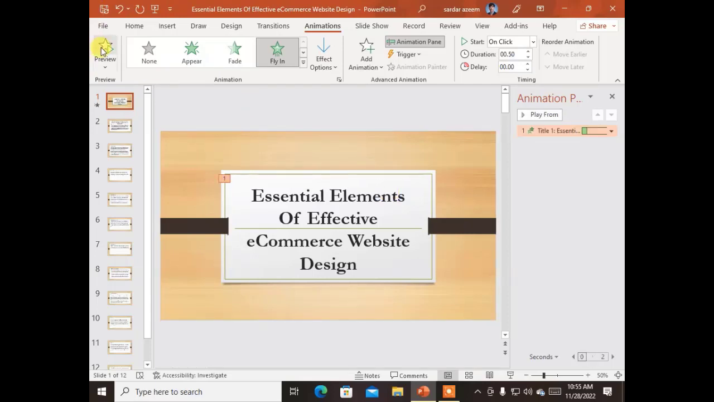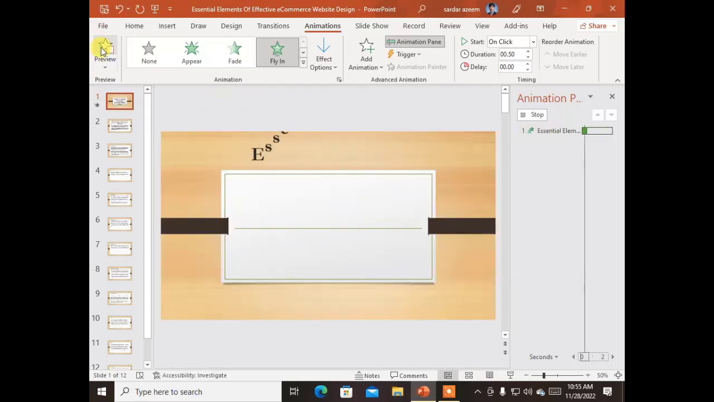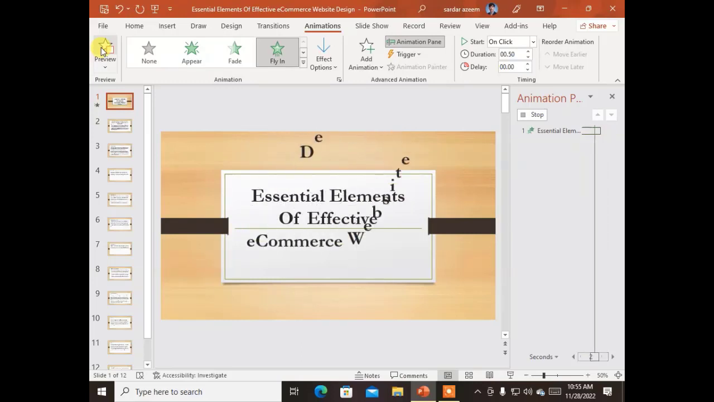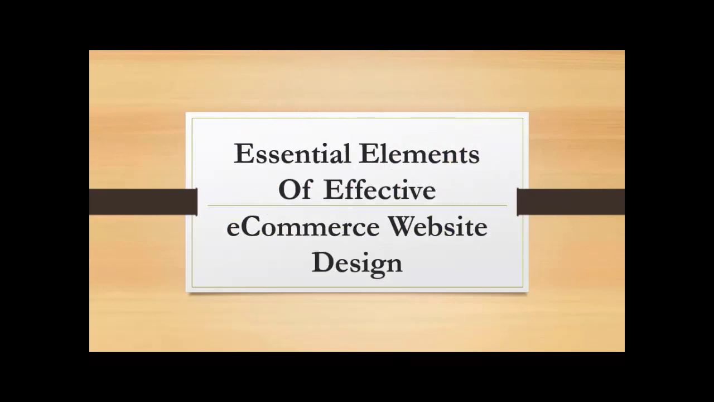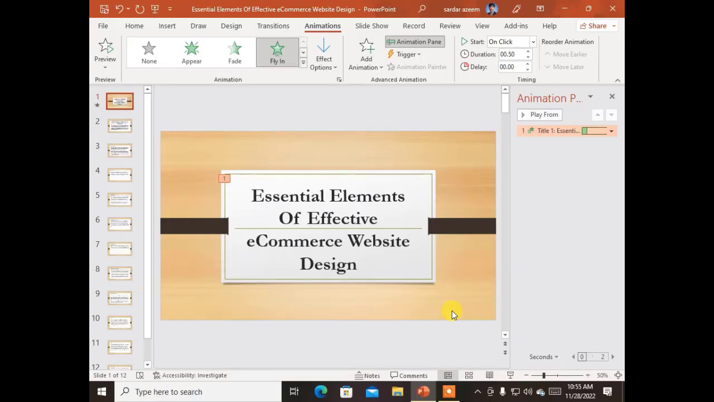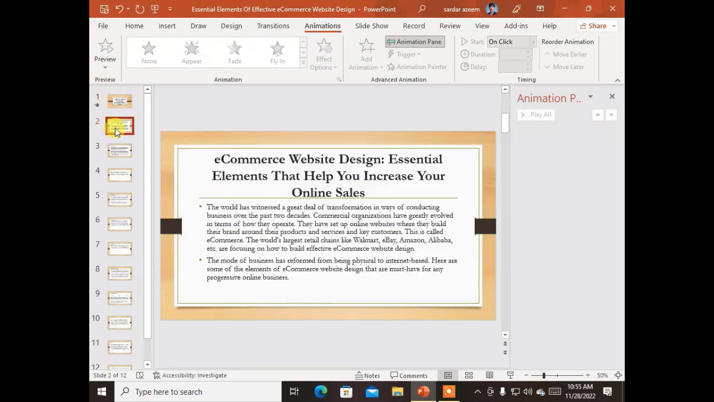In the preview. You can also preview from here. You can run the slideshow in this way by clicking the slideshow button. It will show you the animation you have applied. Now for the second slide, for example, this is the title of the slide and this is some text over the slide.